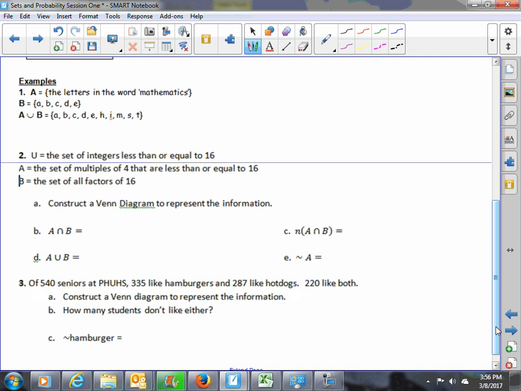The set A is the letters in the word mathematics, and the set B is the set A, B, C, D, E. So we've got an M, we've got an A, we've got a T, we've got an H, we have an E, we have M, that's already there. We have another A, we have another T, we have an I, and we have a C, and we have an S. And then to that, we'd add A, B, C, D, and E.